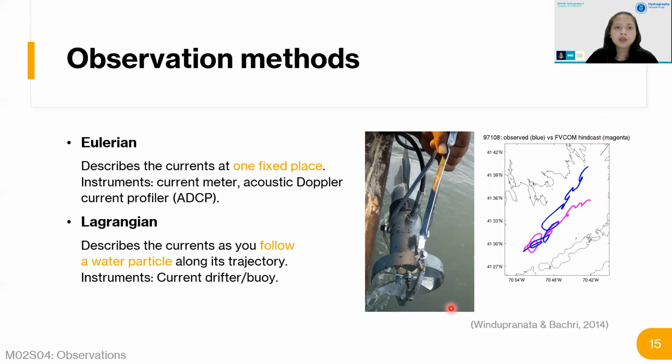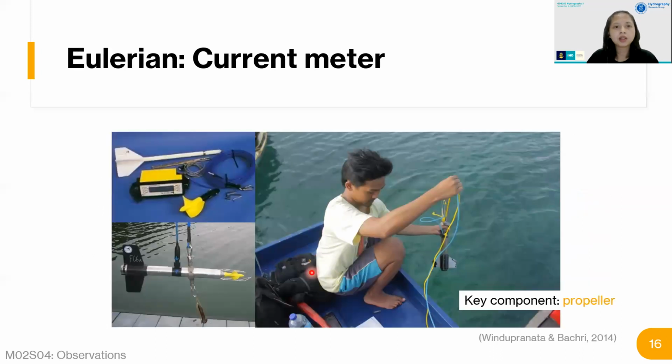So you can see the example of the Eulerian method in here. This is your current meter. Your current meter normally has something that is called a propeller. Of course, you can imagine what happens to the propeller. Basically, it will record the water that is flowing through that propeller.